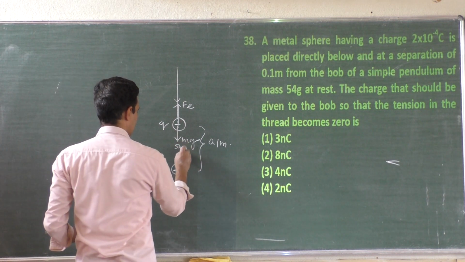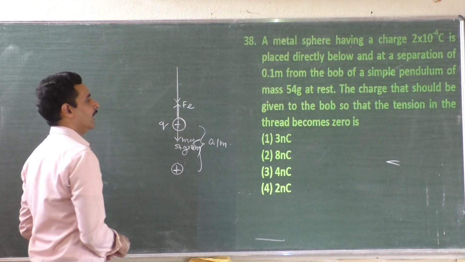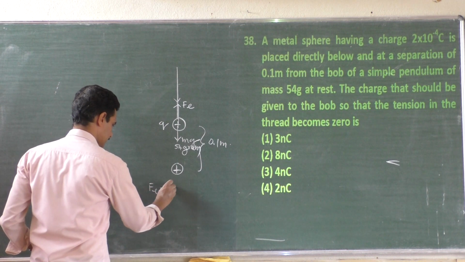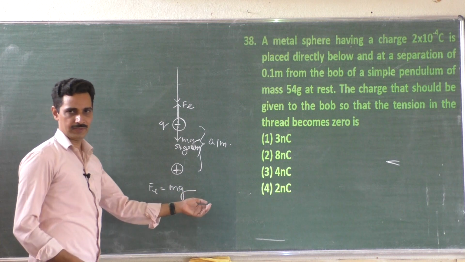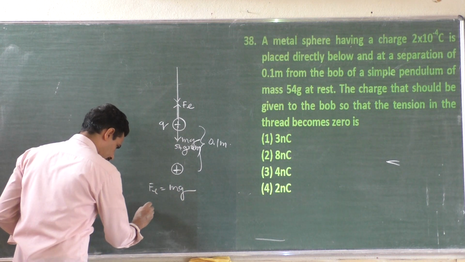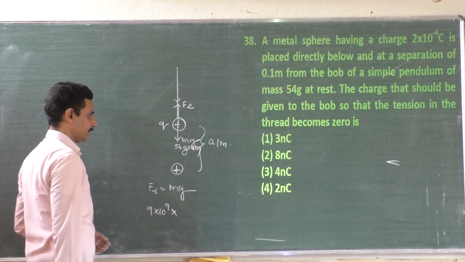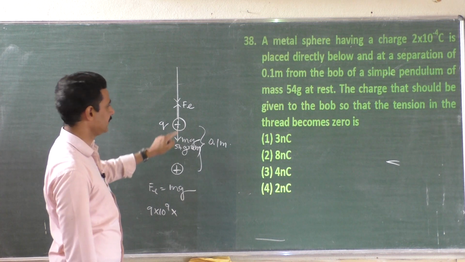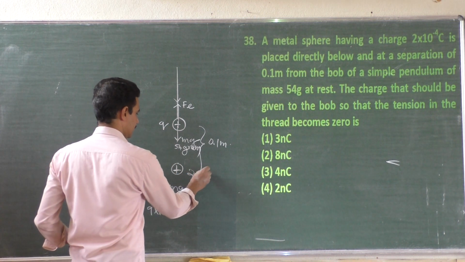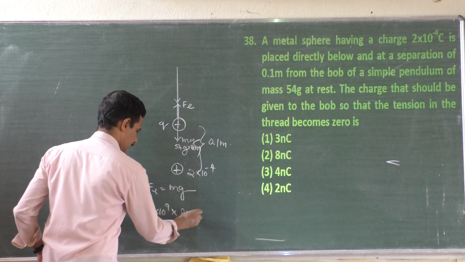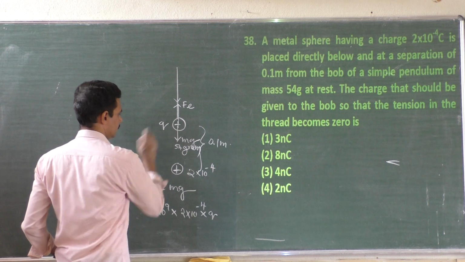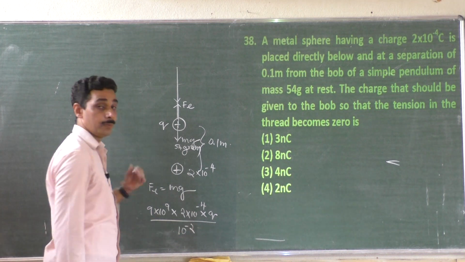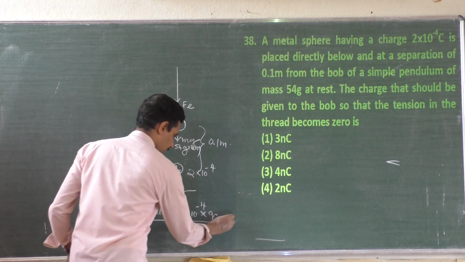So this is 54 gram. Okay. Shall we use the same method? Yes, F electrostatic must be equal to mg. Now I will directly write F electrostatic: 9 into 10 to the power 9, 1 by 4 pi epsilon naught, Q1, Q2. One is given, the charge. Yes, this metal sphere is already charged, 2 into 10 to the power minus 4, Q1, Q2 this one, divided by distance square, 0.1 whole square. 0.1 is 10 to the power minus 1, whole square, 10 to the power minus 2.